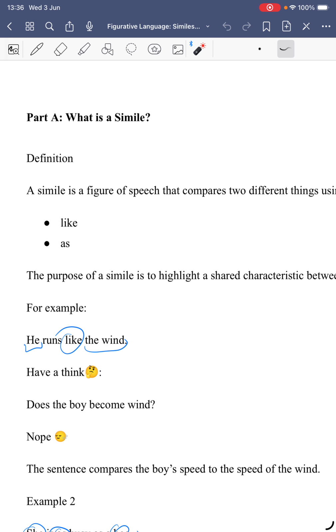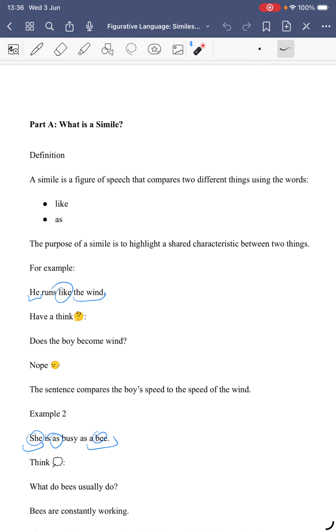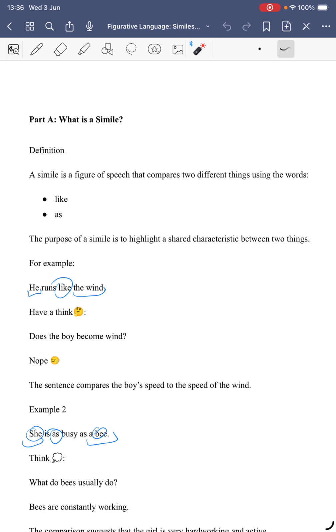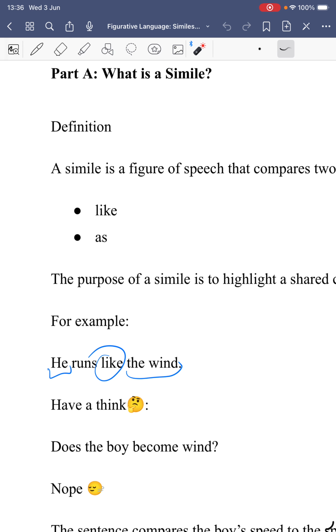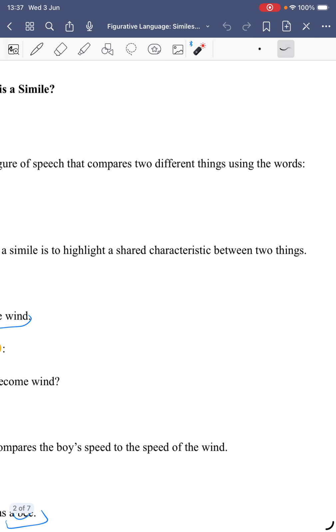So first things first, what is a simile? It is a figure of speech that compares two different things using words like "like" and "as". I would say these are comparing words. The purpose of a simile is to highlight a shared characteristic between two things.